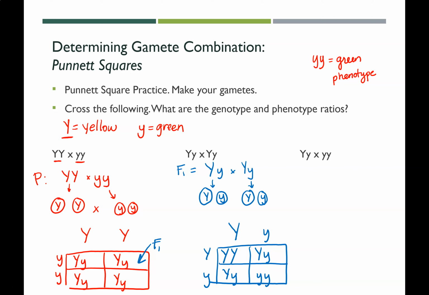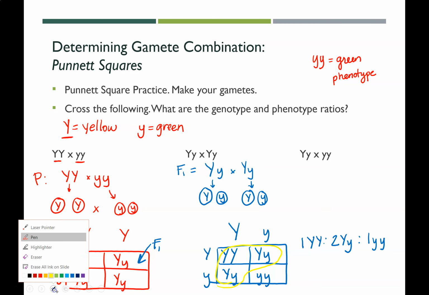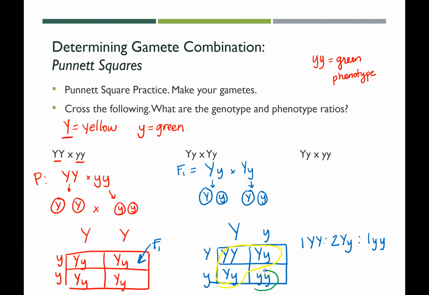So again, look back at the question. Our question says, what are the genotype and phenotype ratios? Our genotype ratios are going to be one homozygous dominant to two heterozygous to one homozygous recessive. These individuals here are all going to be yellow because they have the dominant allele. This one here is going to be green because it is two recessive alleles. So for our phenotypic ratio, we have three yellow to one green.